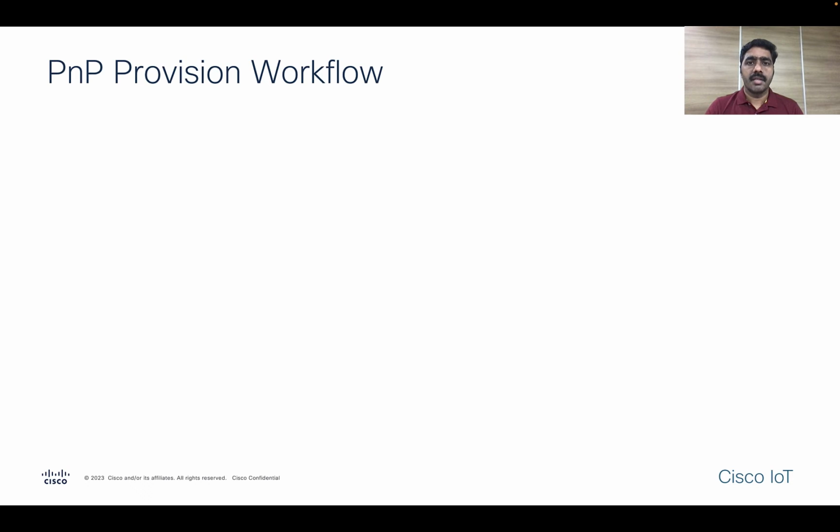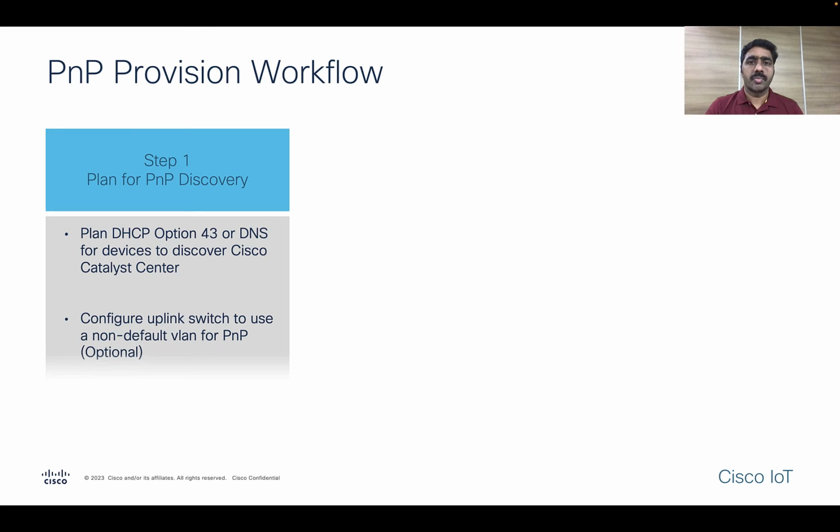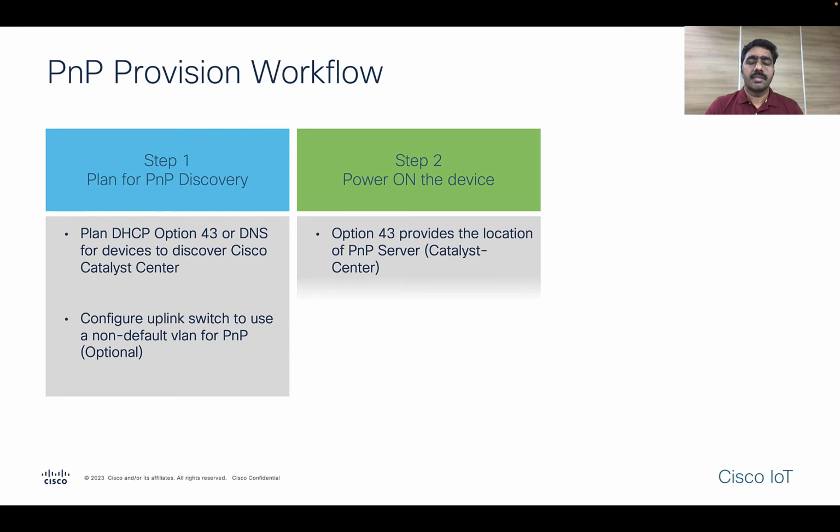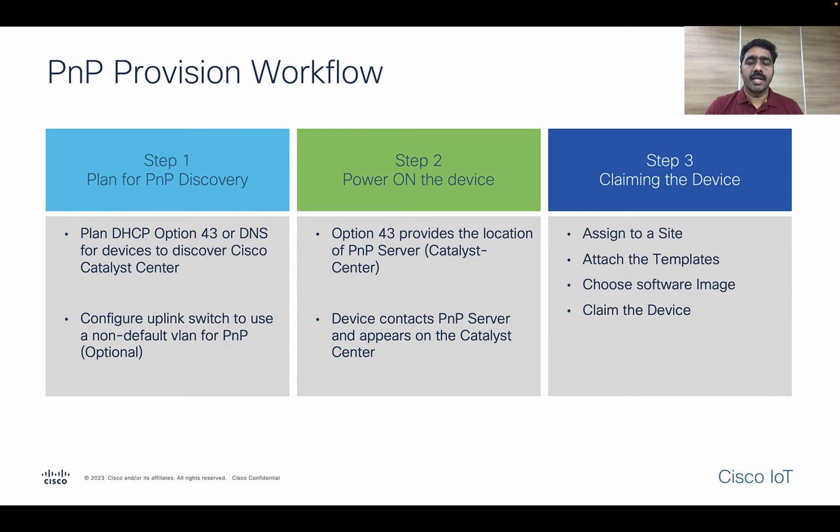For ease of understanding, we will split the demo into 3 steps. Step 1 is to plan for the PNP discovery, wherein we will make all the configurations required for the device to reach the PNP server. In step 2, we will power on the device and watch all the actions that take place on the device console as well as the Catalyst Center. Step 3 is where we will claim the device by assigning it to a site, attaching the templates, choosing the required software, and so on.